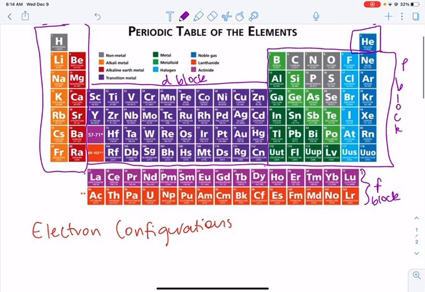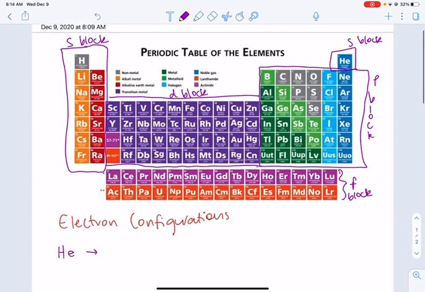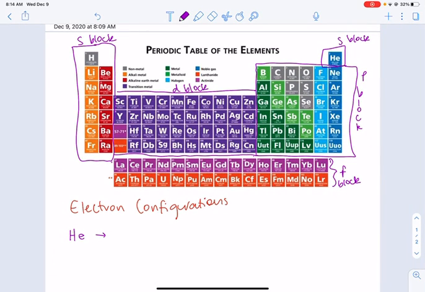Okay, so let's do the electron configuration for helium. You always start at hydrogen, right? Hydrogen is on the first principal energy level, so that would be 1s1, and then you go to helium, you add another electron, that's 1s2. Let's do magnesium, right? We're going to start with hydrogen again, 1s1, go to helium, 1s2, then we go lithium, beryllium, that's 2s2.